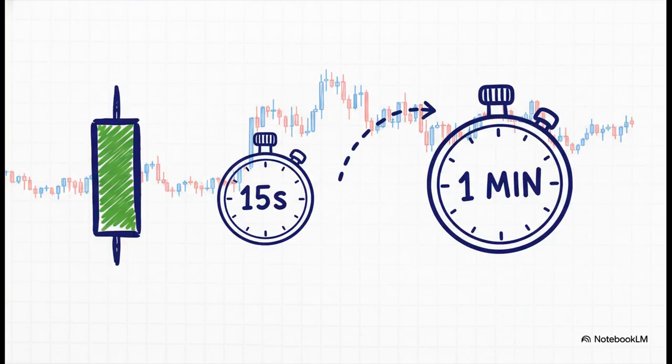And here are the nitty-gritty details for those time settings. This strategy uses a really fast-paced chart. We're talking 15-second candlesticks, and each trade you make is set to expire in just 1 minute. So yeah, this is definitely a short-term, high-frequency kind of approach.